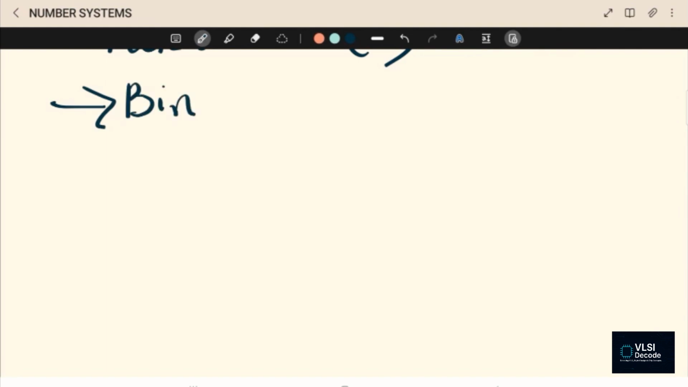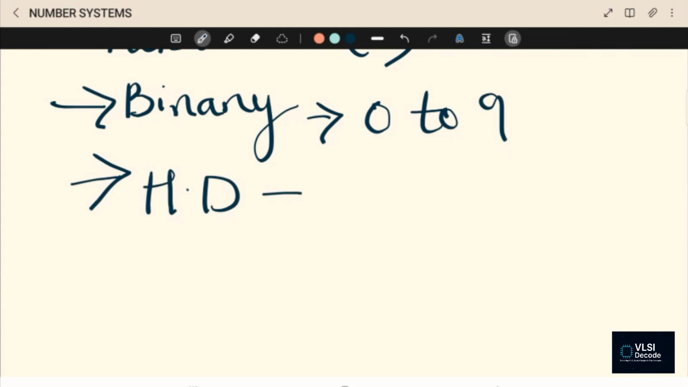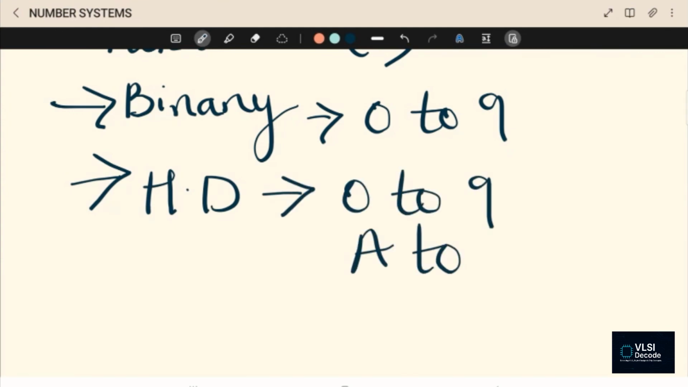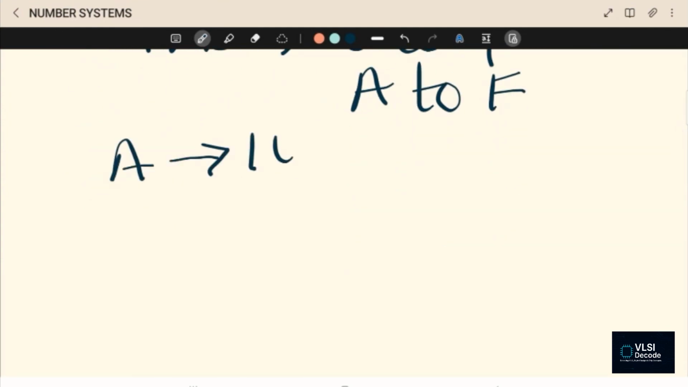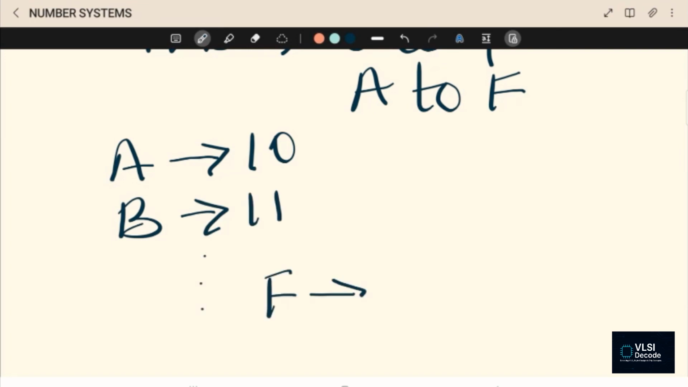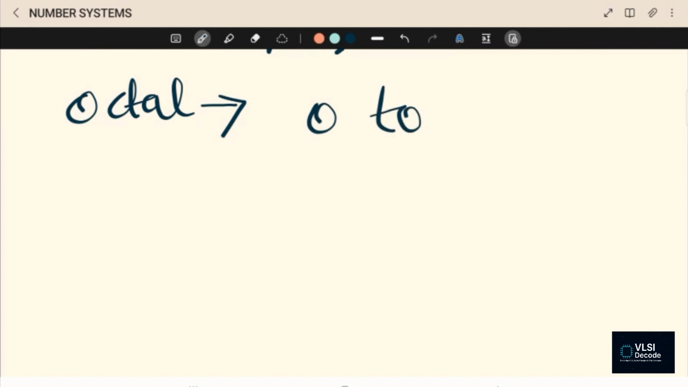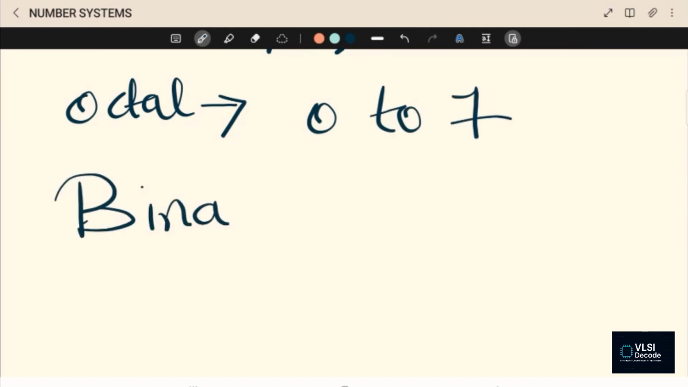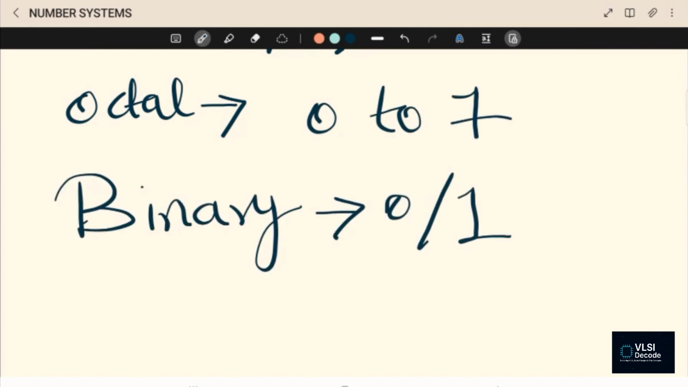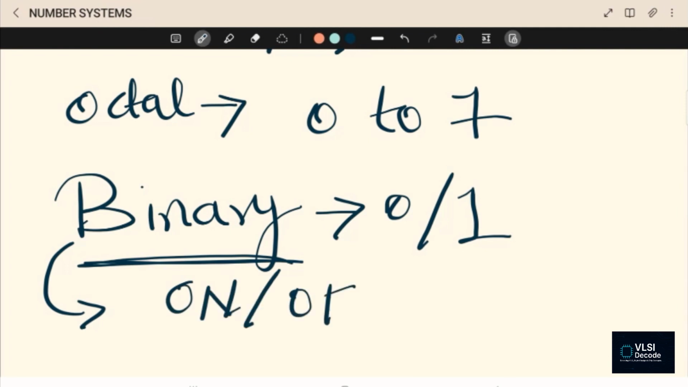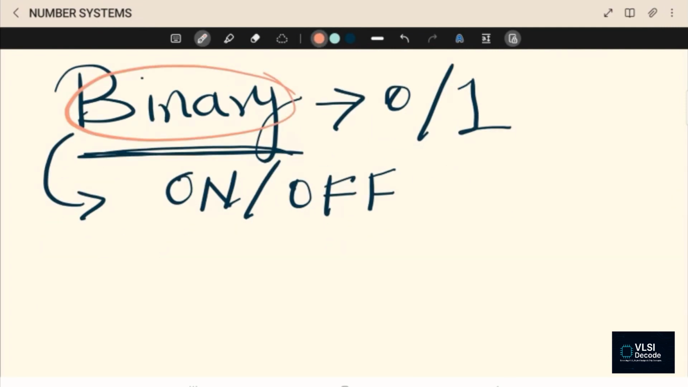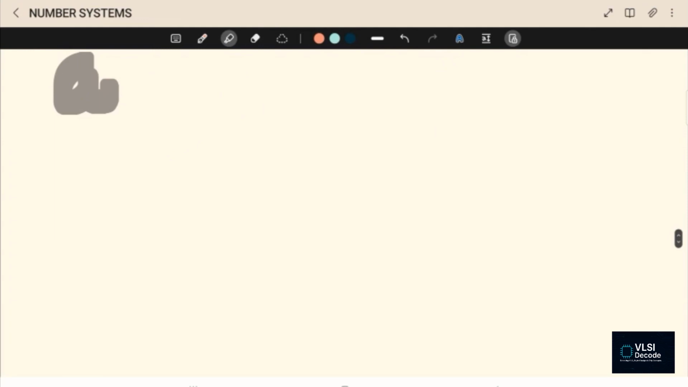So let's see the digits now. For decimal we have numbers from 0 to 9, and hexadecimal we have 0 to 9 and A to F, where A represents 10, B represents 11, and so on, F represents 15. So in octal we have 0 to 7, and in binary we are very familiar with 0 to 1. And let me just tell you, computer works on binary, not that it understands zeros and ones. It works on on and off conditions.